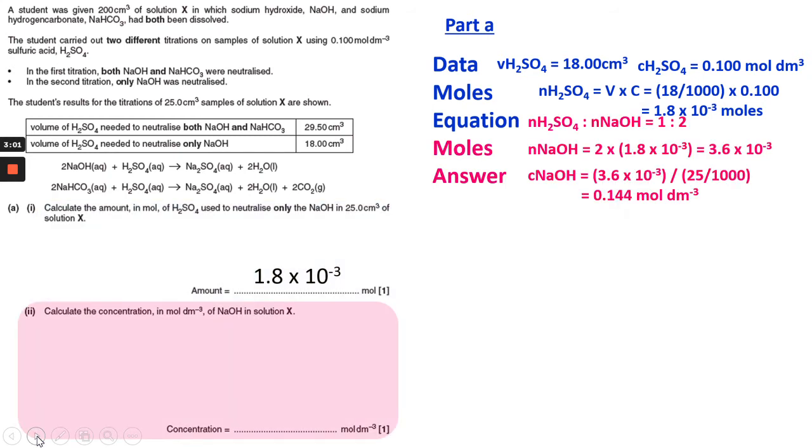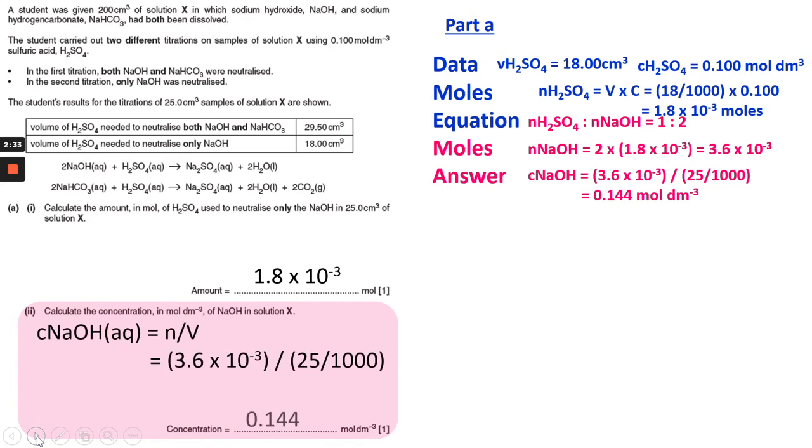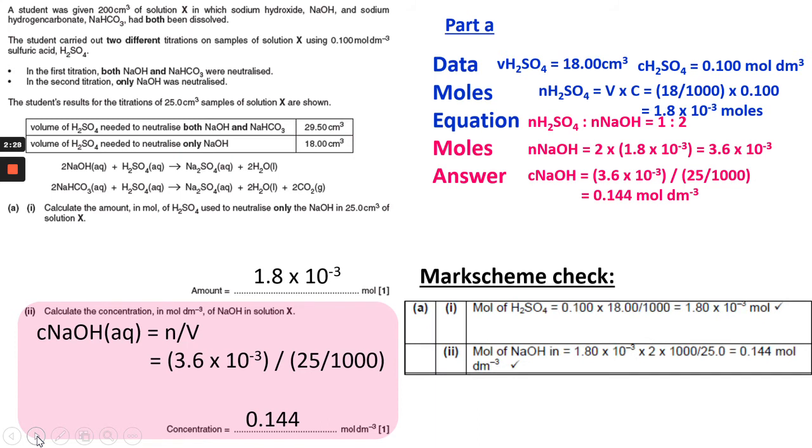So now we can go on to the next part. I've color-coded it so you can see which part of the data, moles, equation, moles, answer technique is now being applied. So the equation says that the ratio of H2SO4 to NaOH mole ratio is 1:2. So to get the moles of NaOH, you multiply the moles of sulfuric acid by 2. That gives you 3.6 × 10⁻³. And that gives you the concentration of 0.144 moles per dm³. So now we can check the mark scheme and just see we're in the right place so far.